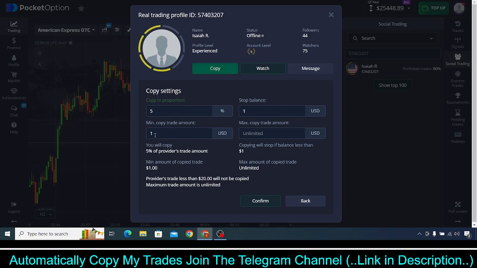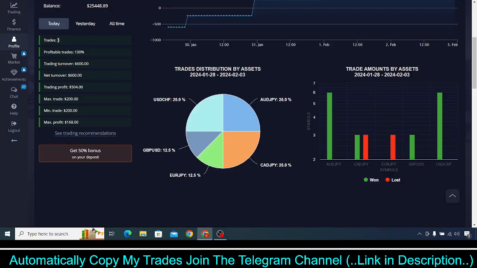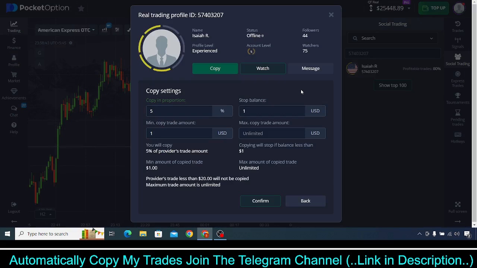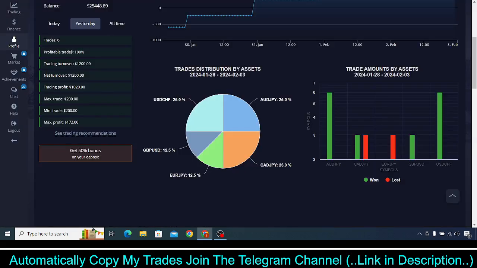Now one important thing, as you can see in my stats, today I have made three trades, yesterday I have made 3 trades, and the day before yesterday also 3 trades. I trade as little as possible. So if I'm making a trade of $200, that means I'm going to take 3 trades at once. That's why most of my trades are profitable, as you can see, 100% profitable. So I have made 3 trades at once.